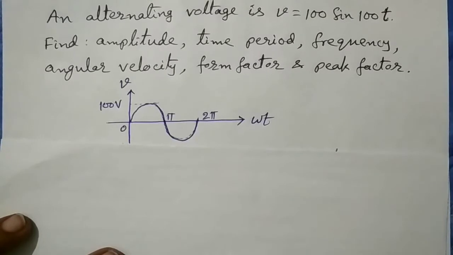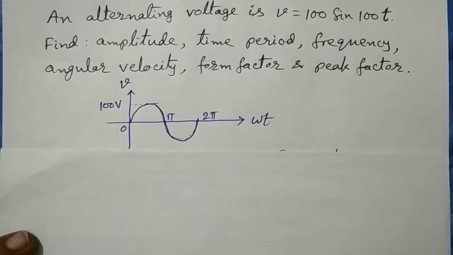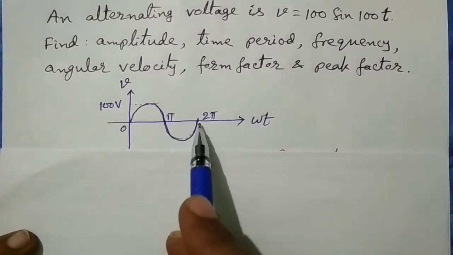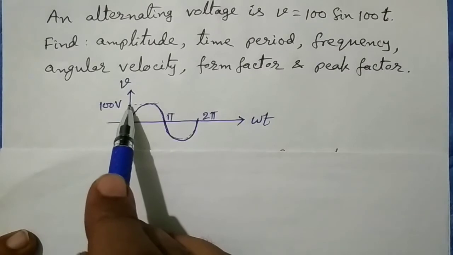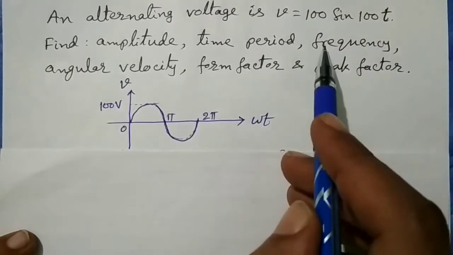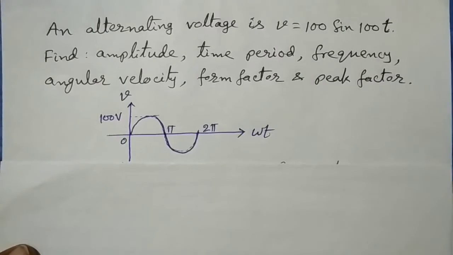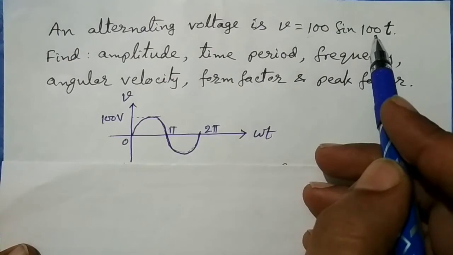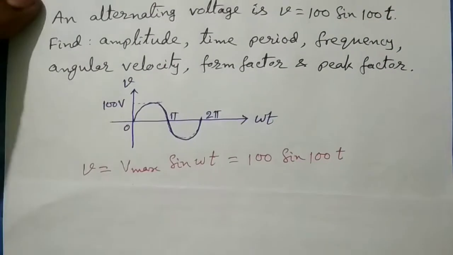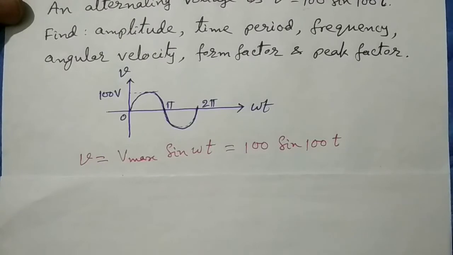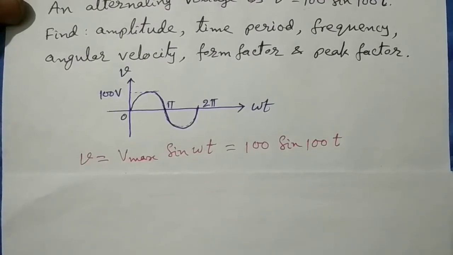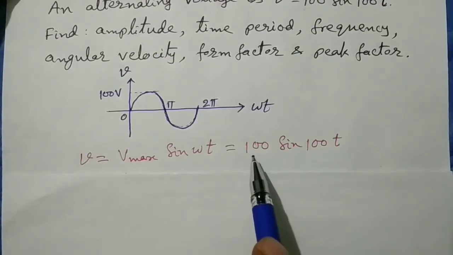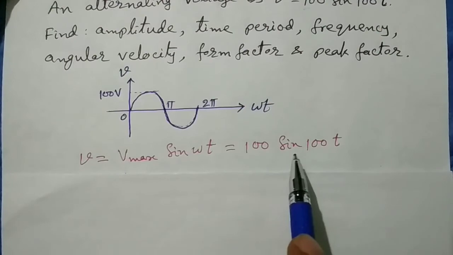So in this question, the voltage is a purely sinusoidal waveform. So here I have drawn the voltage waveform. The maximum value is 100 volt here, that is given, and the value of the omega is 100. As we know that a purely sinusoidal symmetrical waveform can be represented as V equal to V max sin omega t, and in this question the value is given as 100 sin 100t.